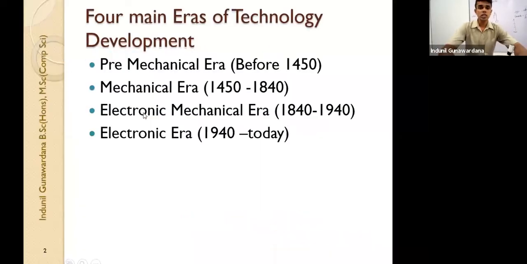History of computers. The development of technology, not only ICT, has been categorized into four eras, not generations. He's talking about full machines. One is called the pre-mechanical era, before mechanics was found, then the mechanical era, then the electronic mechanical era, as well as the electronic era. So nowadays we are in the electronic era. All our work is based on electronics.